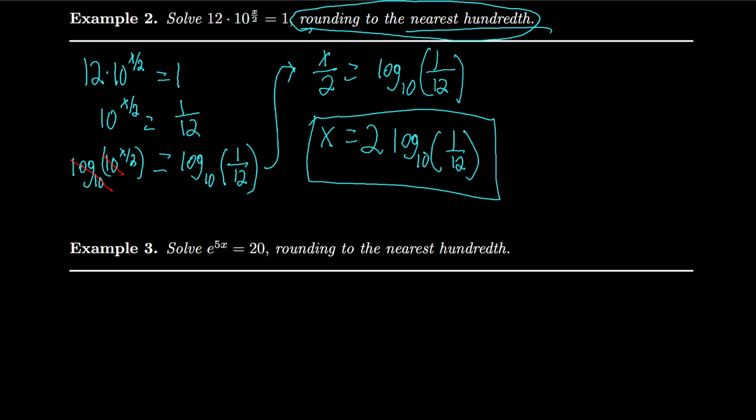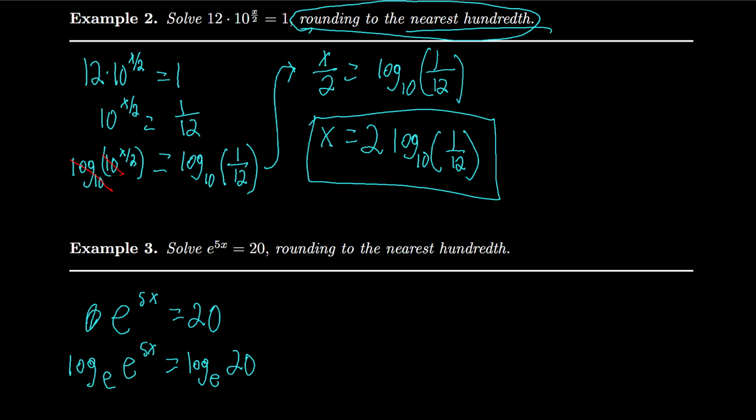All right, let's look at this next example. e to the 5x equals 20, rounding to the nearest 100th. That's fine. e to the 5x, this is an easy one, equals 20. So all I'm going to do on this is take the natural log of both sides. You could say take log base e of e to the 5x equals log base e of 20. You just took the natural log.